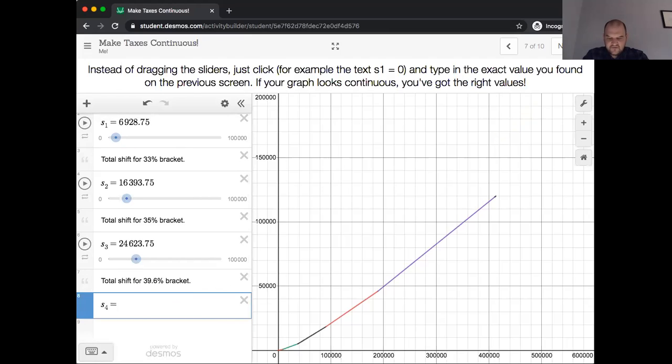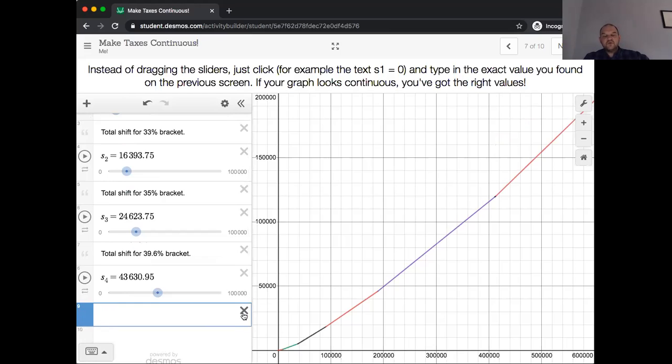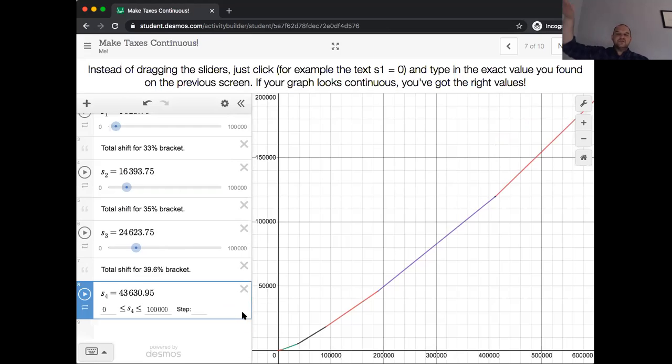And then our shift here for the 39.6% bracket was 43630.95. Continuous function, and that's what we wanted. We want our taxes to be continuous. There are a lot of problems in the world, but one we don't have is that our tax bracket isn't continuous. It actually is, and that's good.